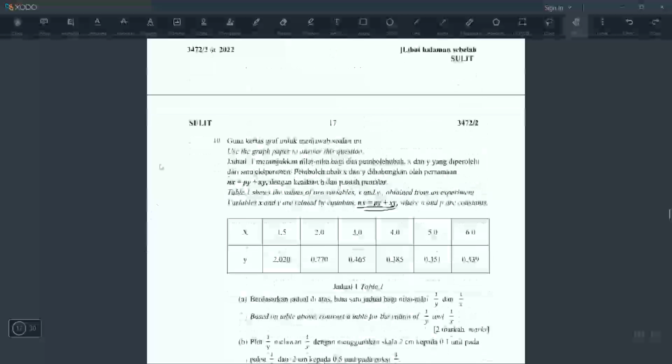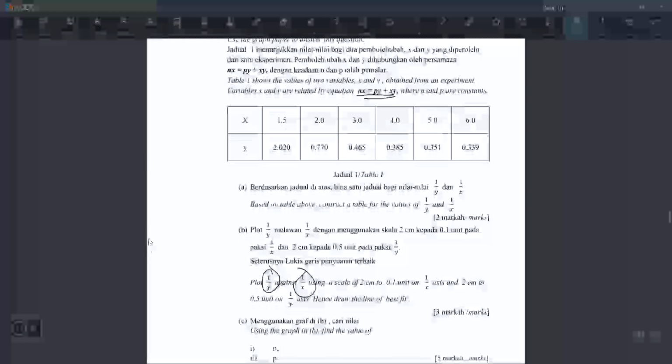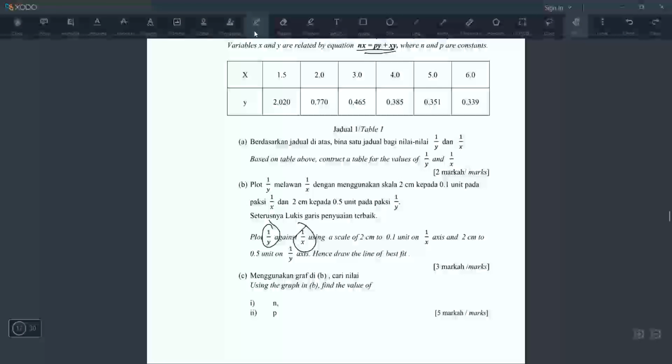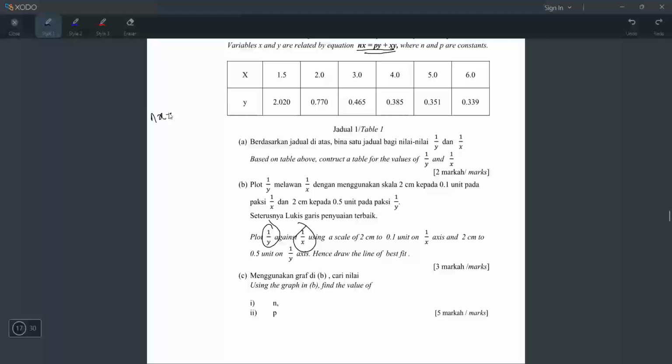So what is the first step? Changing it to linear form. So where should I do it? I think I'll do it down here. So let's write down the equation first. Let's write like this: py plus xy equals nx. Okay, py plus xy equals nx.